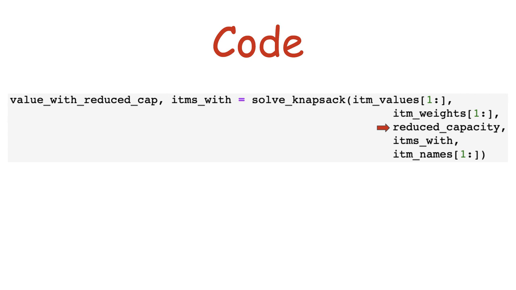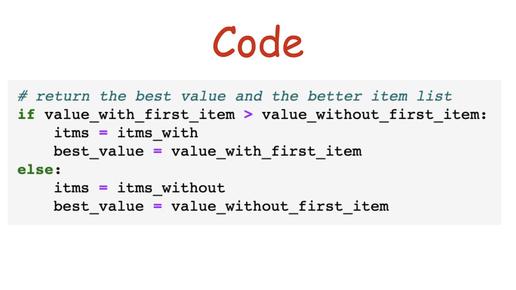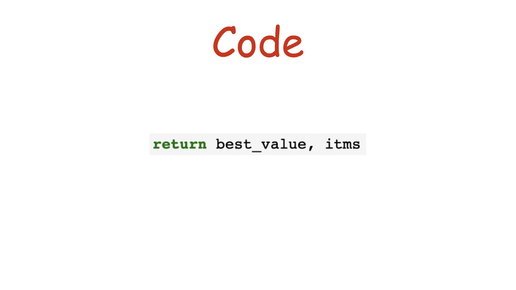But if we do have space for it, we need to check what's the best value we can get with it. So we need another recursion, but now with the reduced capacity. Since we take this item, we need to add its value to the best value of the other items, and add this item to the list of items we take. All that is left to do is to compare the best value we can get with and without the item in question, and record it along with the list of items that yields it. We return the results and we are done.